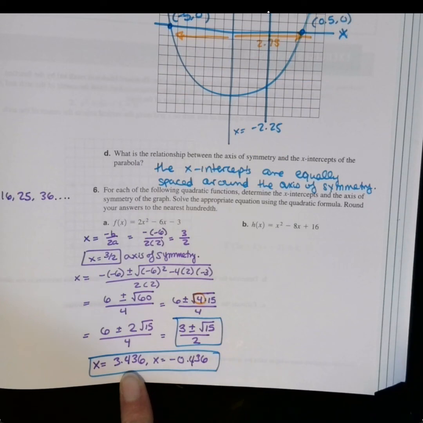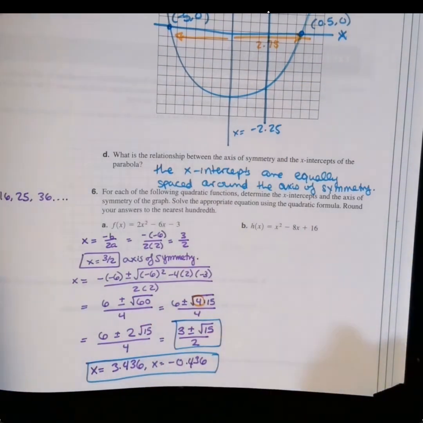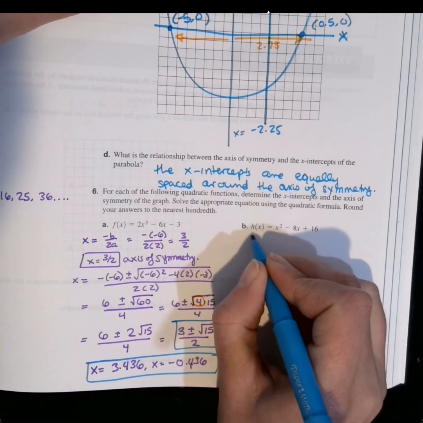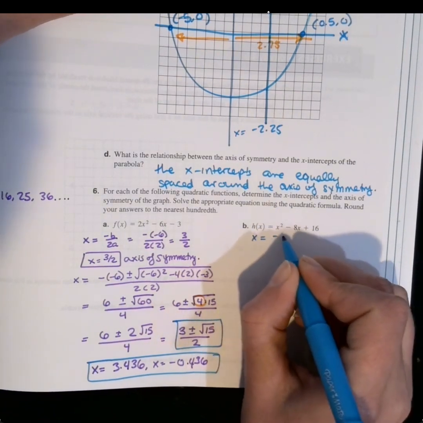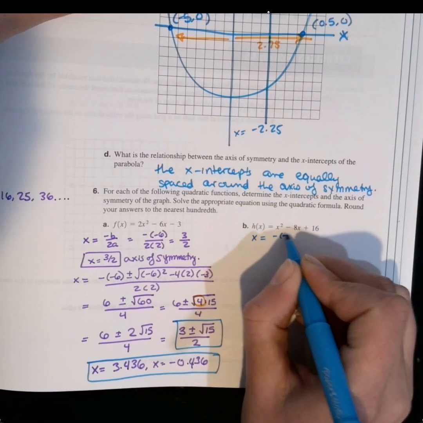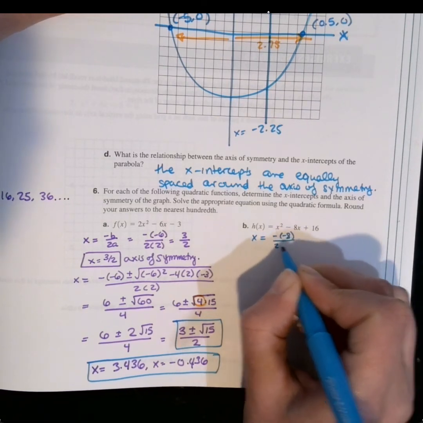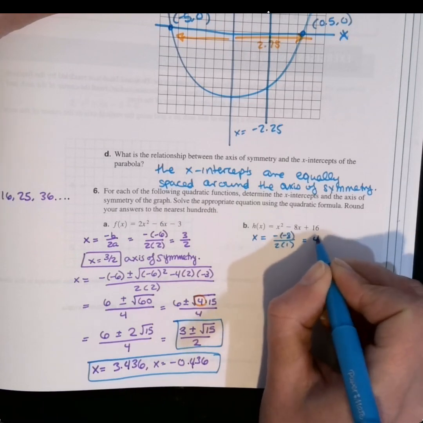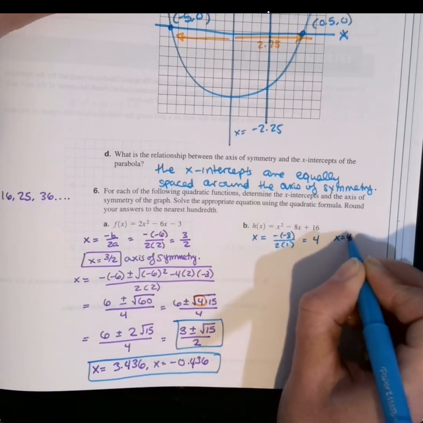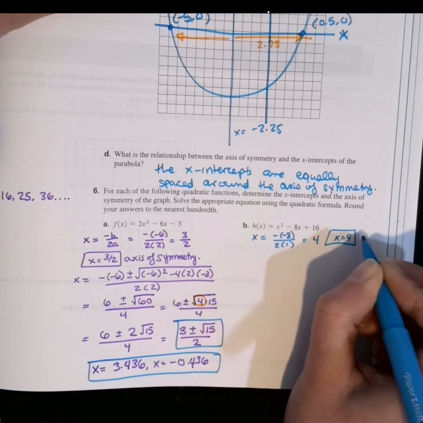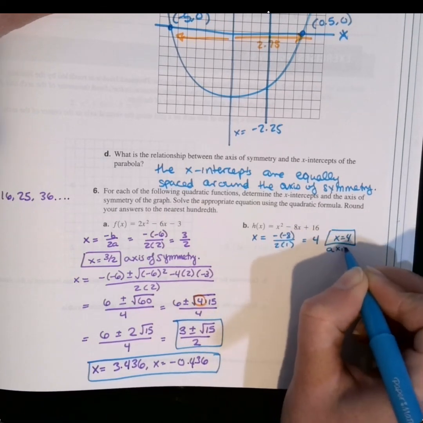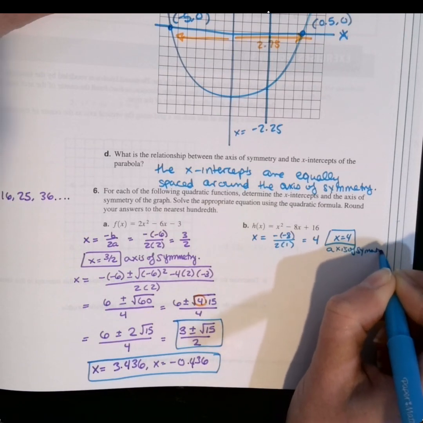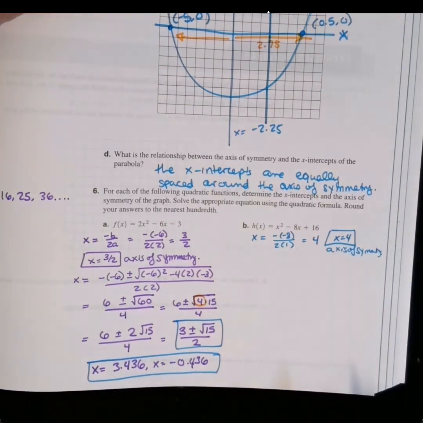Let's try it again. Okay, so the axis of symmetry will be x equals negative b, so that's negative 8 over 2a, so 2 times 1, so that's going to be positive 8 divided by 2, which is going to be 4. So x equals 4 is our axis of symmetry. Okay, so we got that part done.